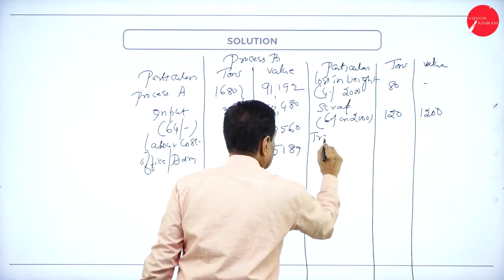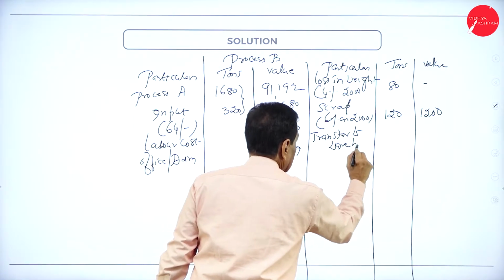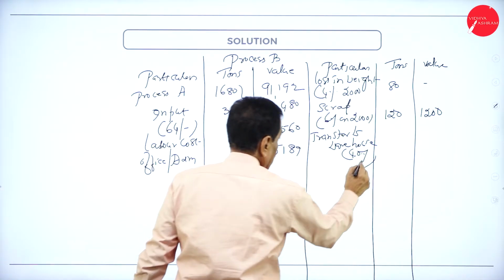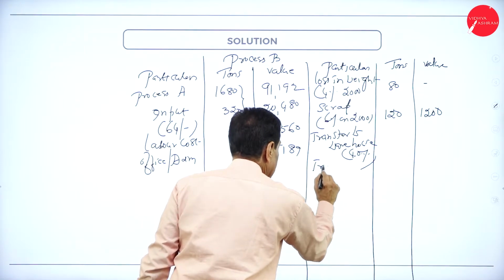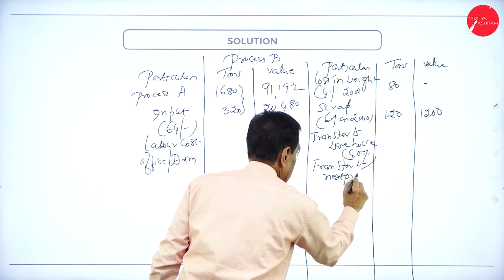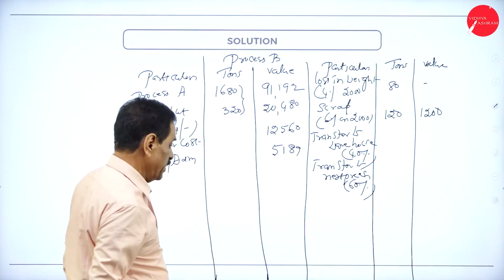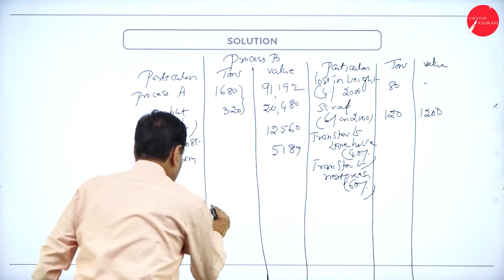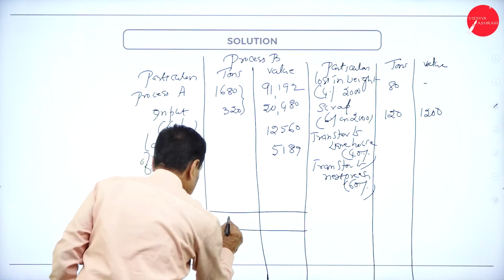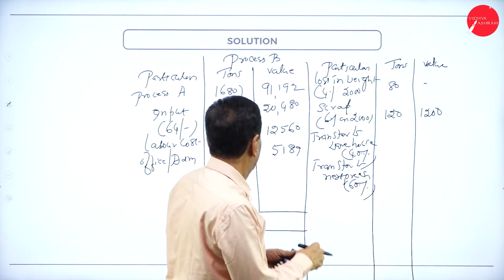Transfer to warehouse, 40%. Transfer to next process, 60%. Out of the total, transfer to next process. Here, add the figure. This is 2,000. Add this.